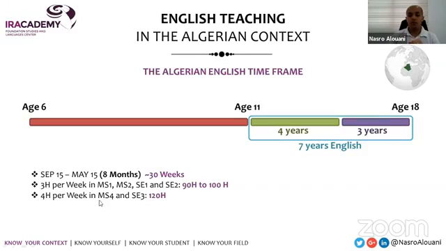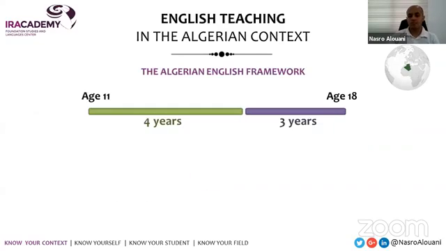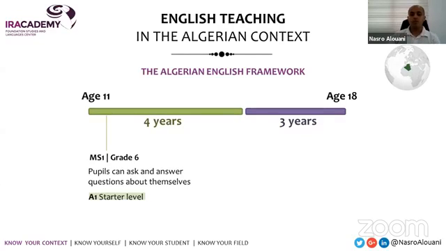But when it comes to the middle school and the high school, the first or second year of high school is also 100 hours. Then the last year, the baccalaureate year, it's 120 hours, an extra 20 hours for the student. Yeah, from the Algerian framework, I got this information.